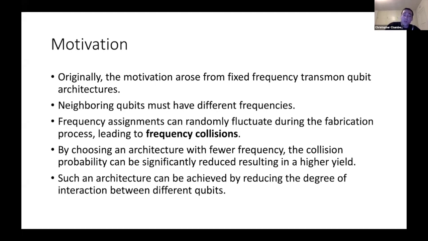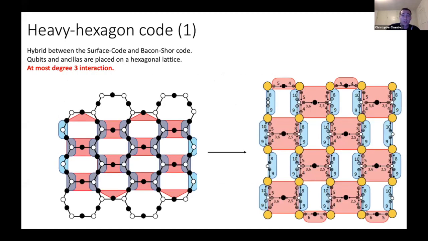I'll start by introducing three error correcting codes that are suitable for these types of architectures, and these will be what we call the heavy hexagon and heavy square codes. I'll also talk about how you can implement color codes on a graph of low degree. And then I'll start talking about how to use flag-based information to efficiently decode these codes. Again, these methods apply to arbitrary topological codes. So I'll start by introducing the heavy hexagon code.